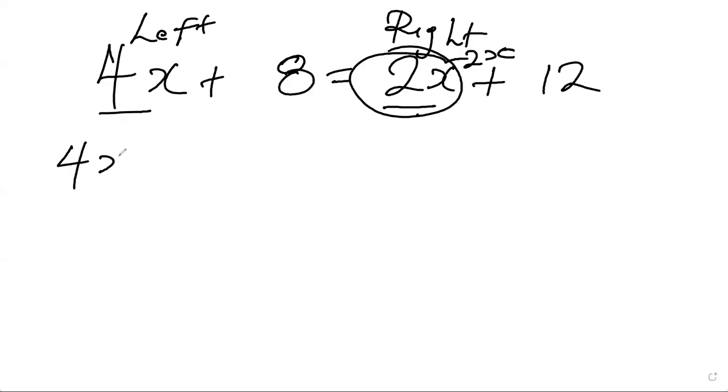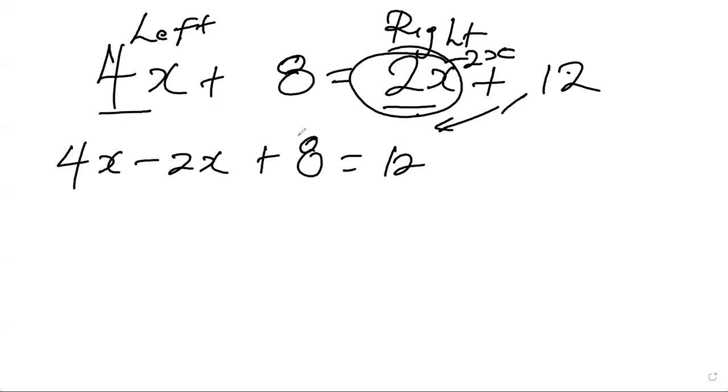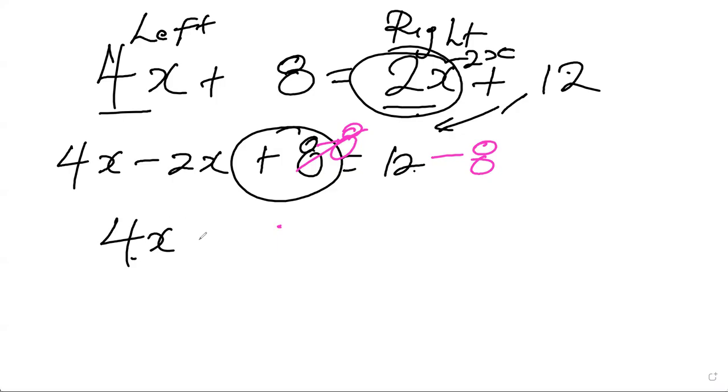So this becomes 4x minus 2x. I'm just going to put by the plus 8. The 12 is here already, so we just carry down the 12, right? But we still need to get this plus 8 with the 12. So what we do, we take the inverse and we minus 8. Anything I do to one side, do to the next side. So when we write, we have 4x minus 2x equal to 12 minus 8.